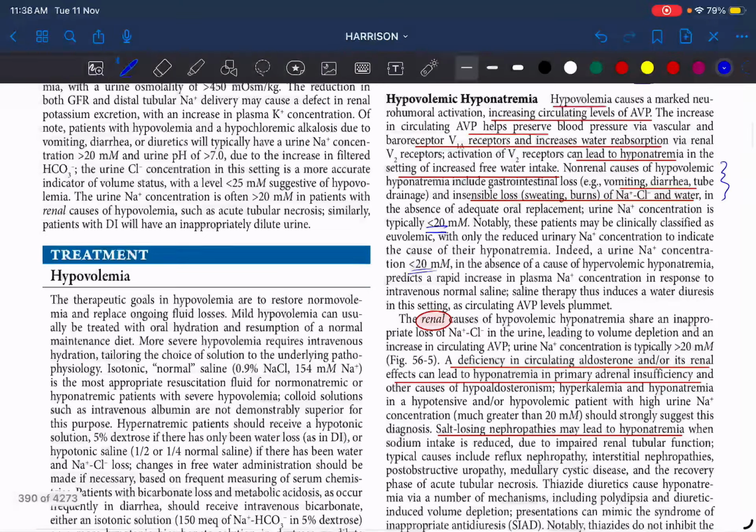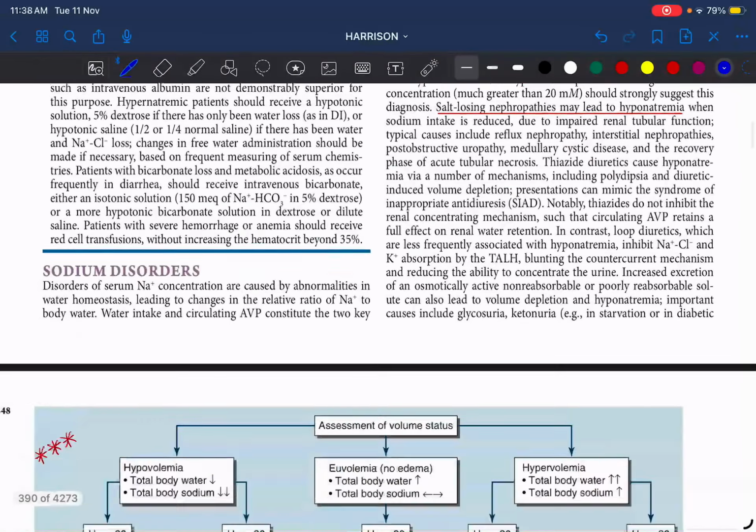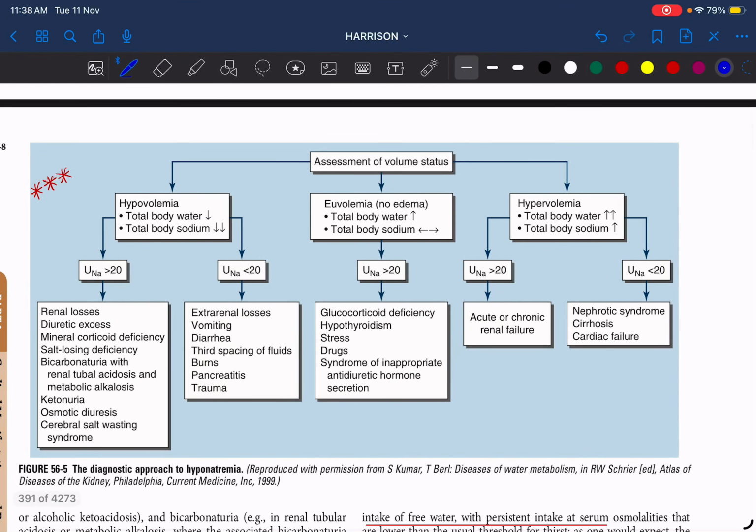When it comes to renal cause, remember it is mainly because of an inappropriate loss of sodium chloride in the urine. That will cause volume depletion, and that will cause an increase in circulating AVP. So the urine sodium concentration will be more than 20, and this is mainly responsible for the renal mechanism of hypovolemic hyponatremia. And deficiency in circulating aldosterone, as in primary adrenal insufficiency, again causes the same hyponatremia. So these are the various causes.